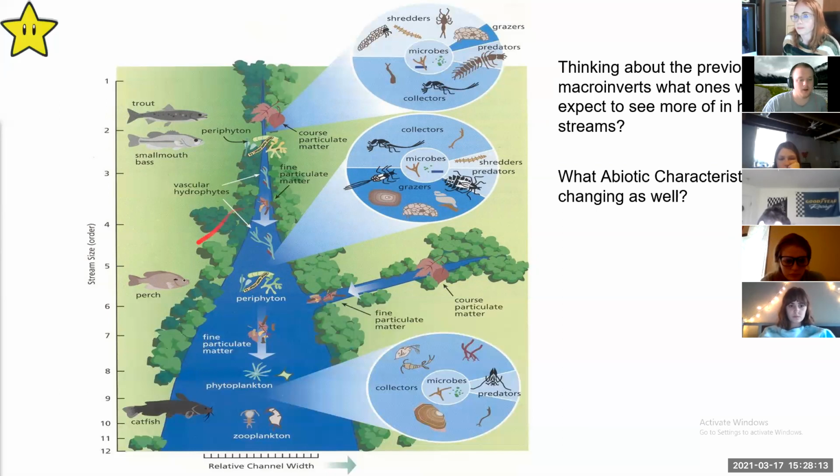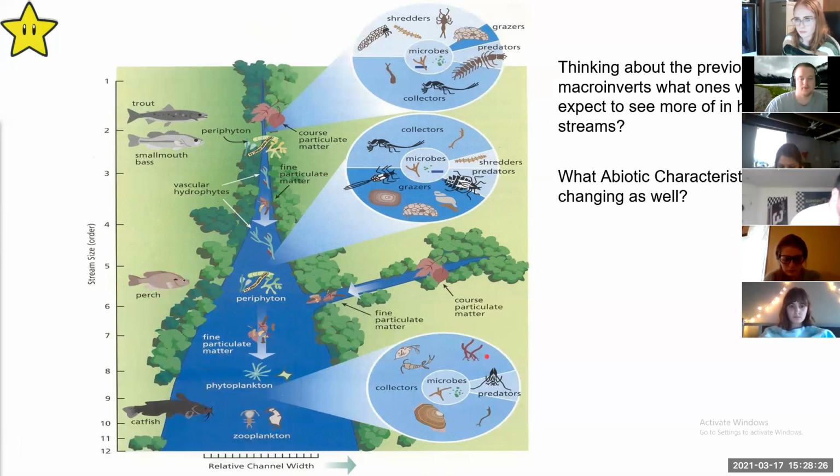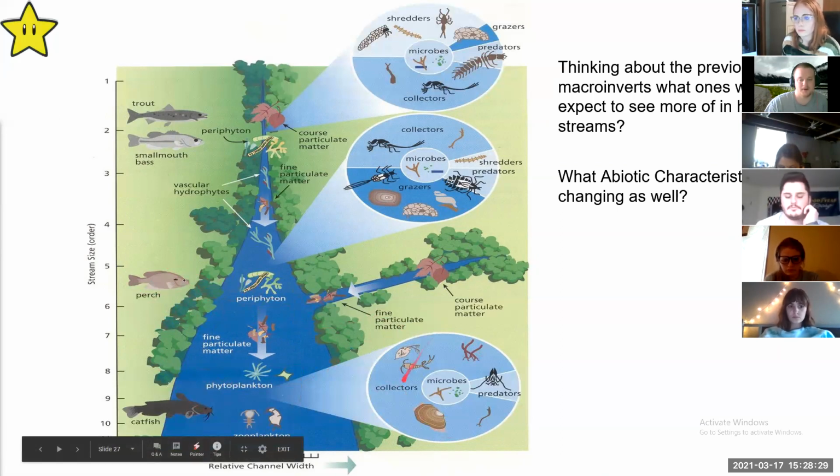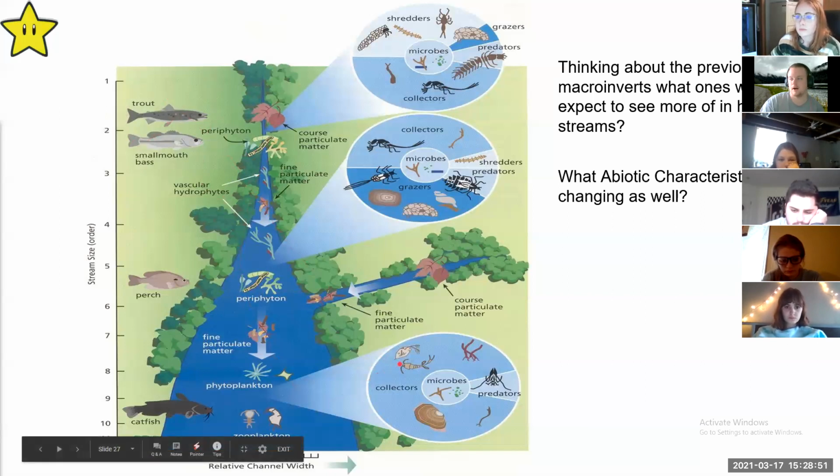So then we're going to get down to more of the mouth, or the main stem of the river. In this area, dissolved organic matter is more important. You can see we have a lot more collectors, so filterers as well, and about the same amount of predators. Phytoplankton and zooplankton contribute most of the food base, along with the dissolved organic matter from the floodplain and from what's getting broken down.